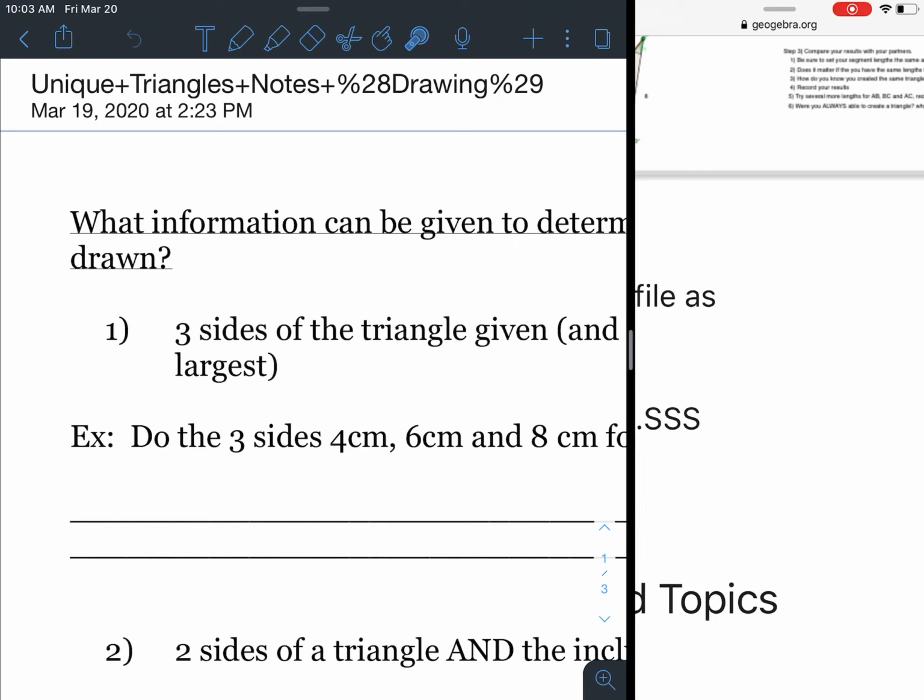So the best I can do in this video is show you off to the side here. You'll see this app called GeoGebra, and you can play with that for triangles. So that's what I'm going to use to show you. It's not ideal.